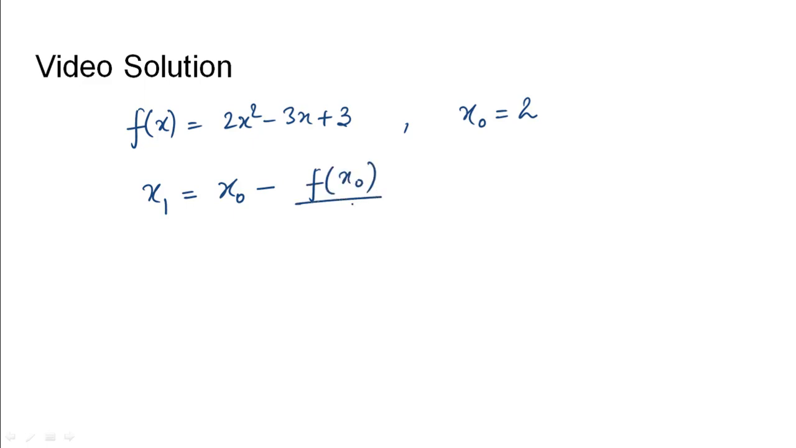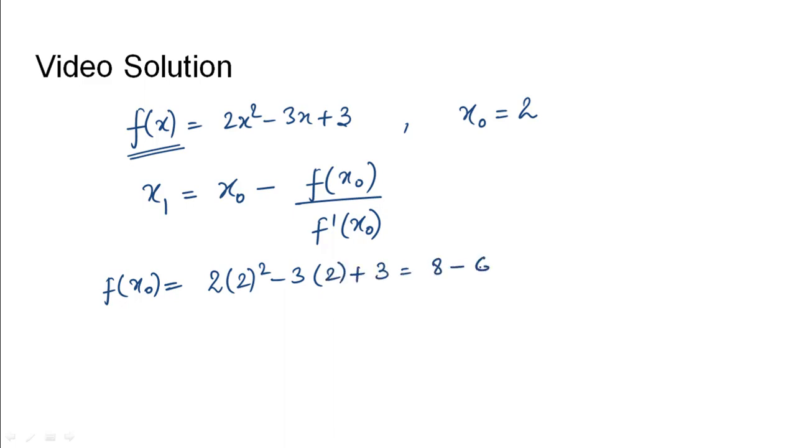In this case, the function that has been given to us is 2x square minus 3x plus 3. The initial estimate is given as x naught equals 2. So to find the first iteration, that is x1, it will be equal to x naught minus f of x naught divided by f dash of x naught, using the relation that we derived in the previous slide. f of x naught can be found by substituting x naught here, which will be 2 into 2 square minus 3 into 2 plus 3, which will be 8 minus 6 plus 3. This would turn out to be 5.